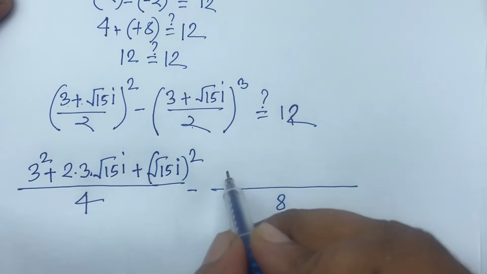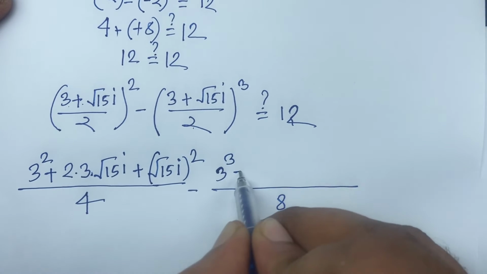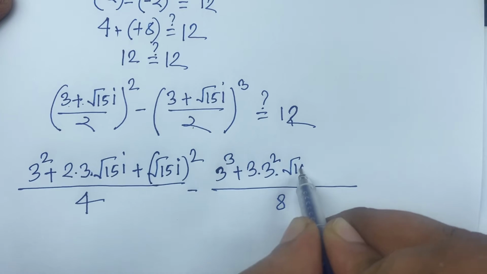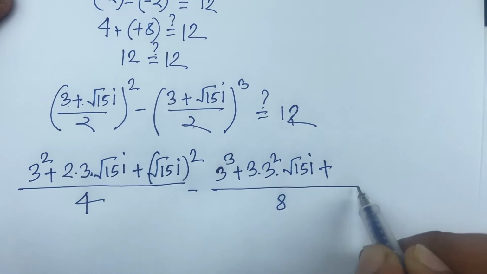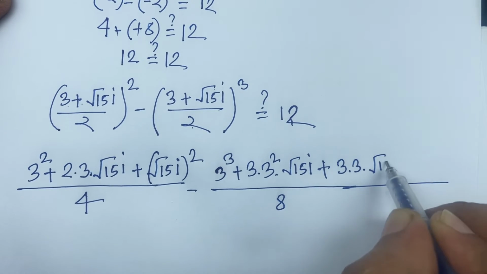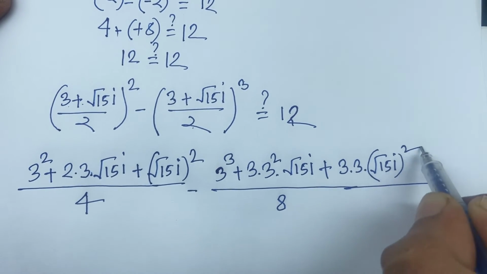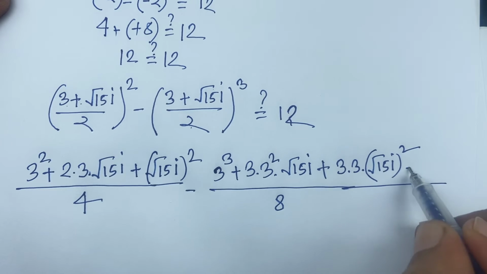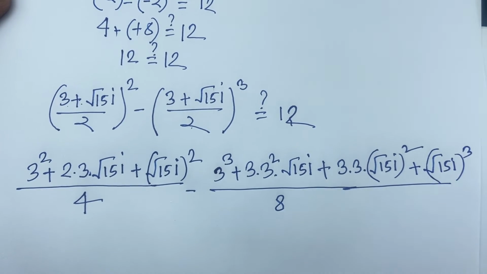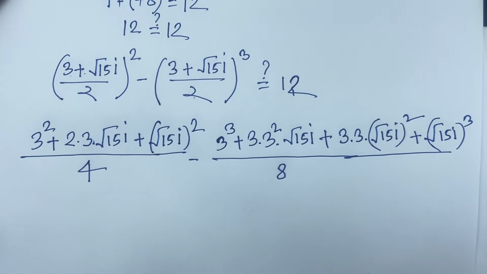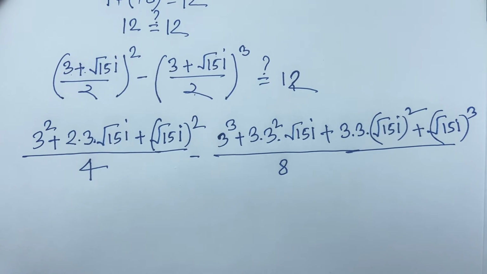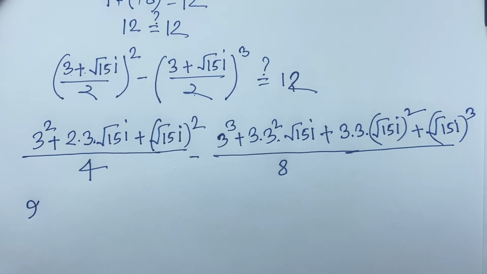According to these rules, I can say 3 to the power 3 plus 3a squared b, where a squared is 3 squared, b is square root 15i, plus 3ab squared, so b is square root 15i whole squared, and we know that it will be square root 15i whole to the power 3 over 8. And in this case, I can say 3 power 2, it will be 9.